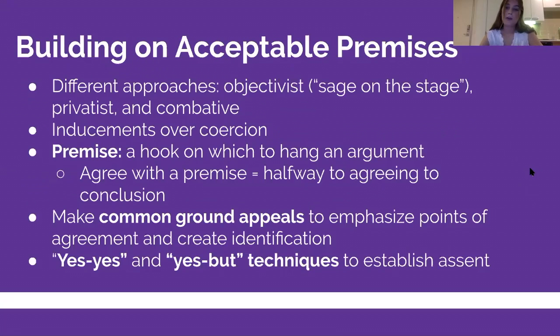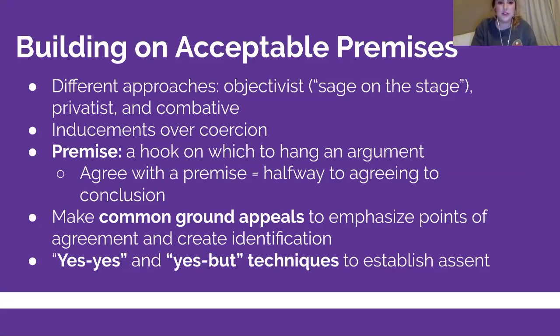And now Grace is going to continue with building on acceptable premises. Another strategy a coactive persuader uses is building on acceptable premises. There are different approaches to conflict, such as the objectivist approach, the privatist approach, and the combative approach. In the objectivist approach, the persuader operates from what he perceives as greater knowledge or wisdom. If the persuader attempts to demonstrate this, it is known as a sage on the stage method.